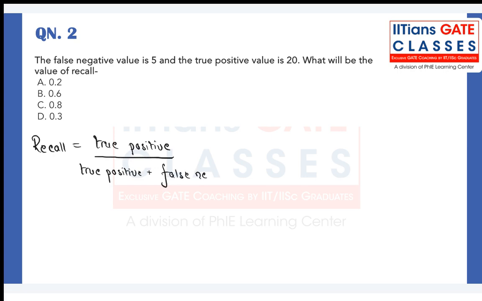Okay. So you just have to plug in the value, which is 20 divided by 20 plus 5, which is 4 by 5, which is 80% or 0.8. So C will be your correct answer.